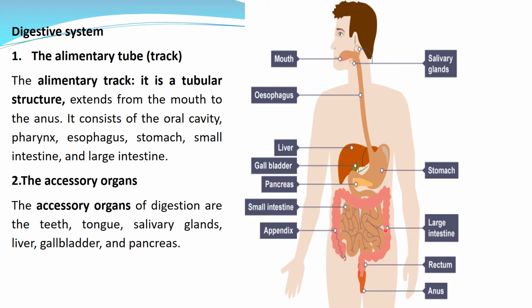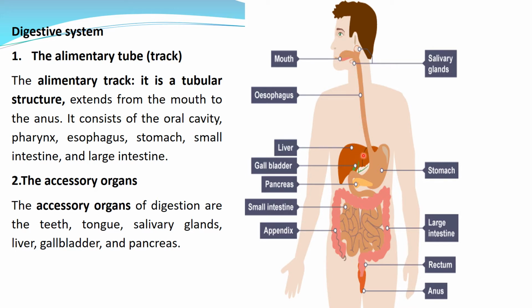So the accessory organs of the digestive system include the teeth. Teeth are regarded as an accessory organ. Then we have a tongue within the oral cavity. As you know, we can use this structure to move the food particles within the oral cavity. Then we have the salivary glands, which we will explain later.